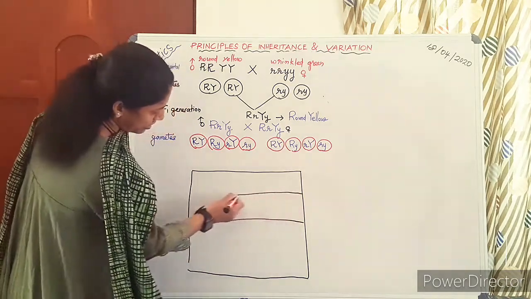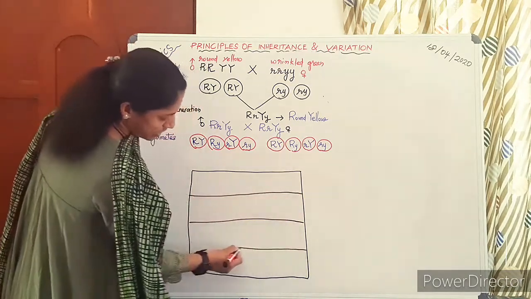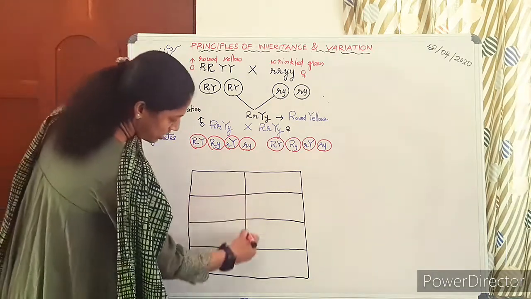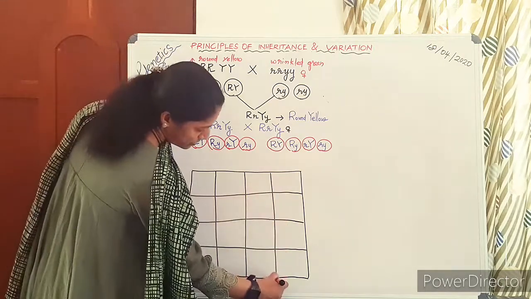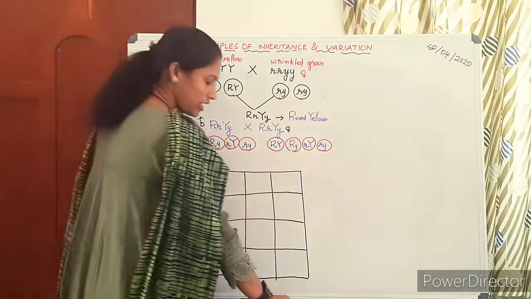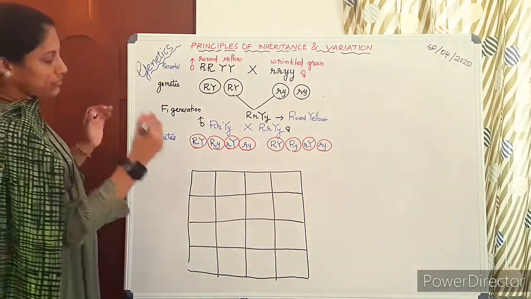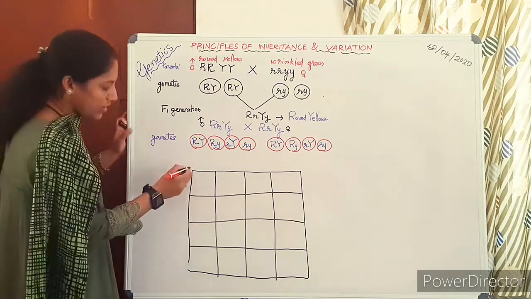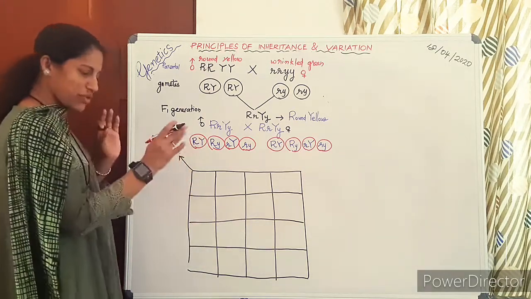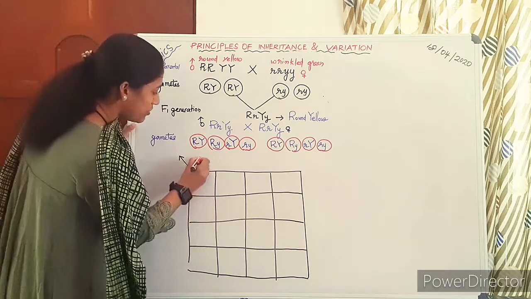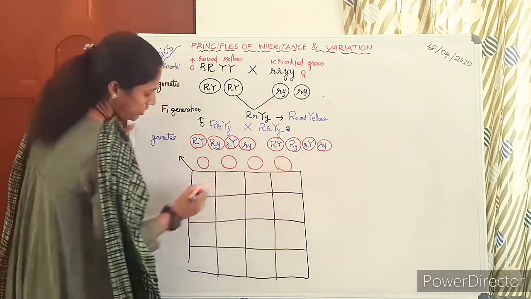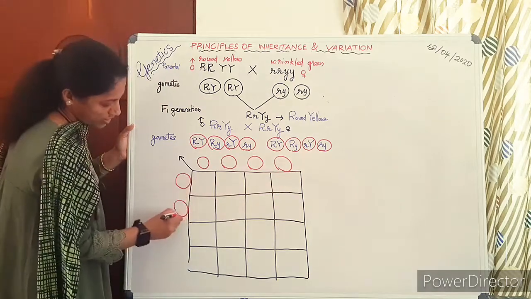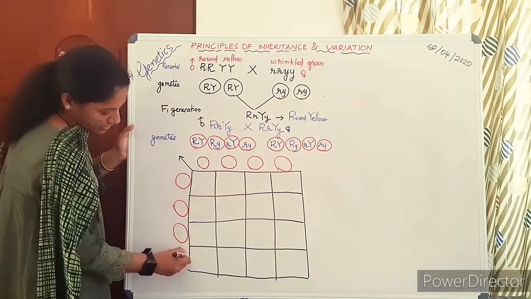Listen. You can draw it neatly with the help of a scale. Make it a little big, because you have to write the phenotype also inside. Along the margin, just as in the monohybrid cross, we are representing the gametes. Then the combinations are written inside.